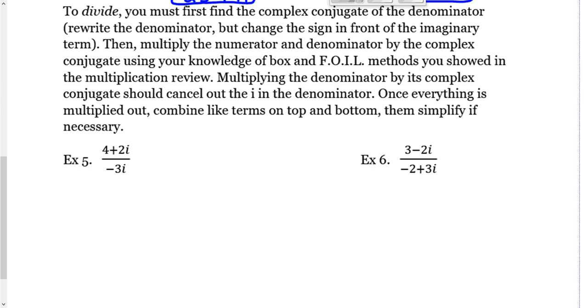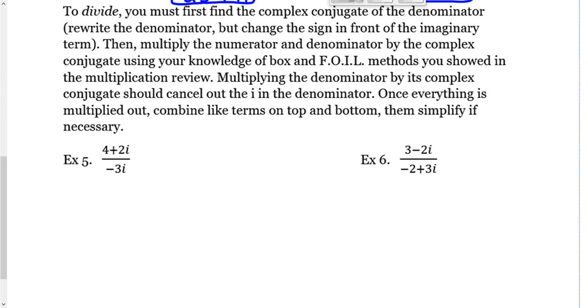Once everything is multiplied together, combine like terms across the top, combine like terms across the bottom, and then simplify if necessary. This is a fraction, which means it has to be in simplest form. So if every number can be divided by something, you need to reduce it. So example 5, complex conjugate of the denominator.